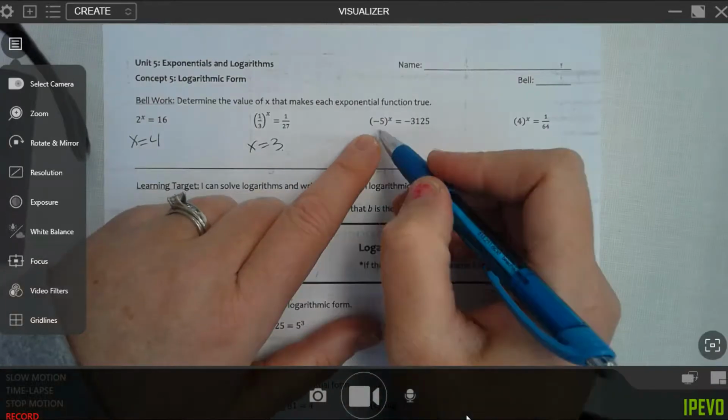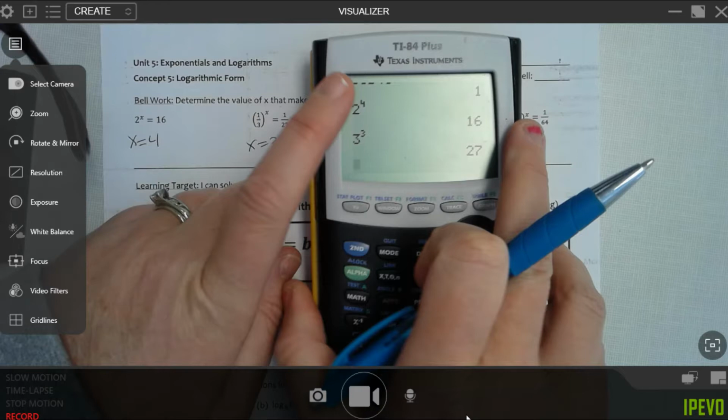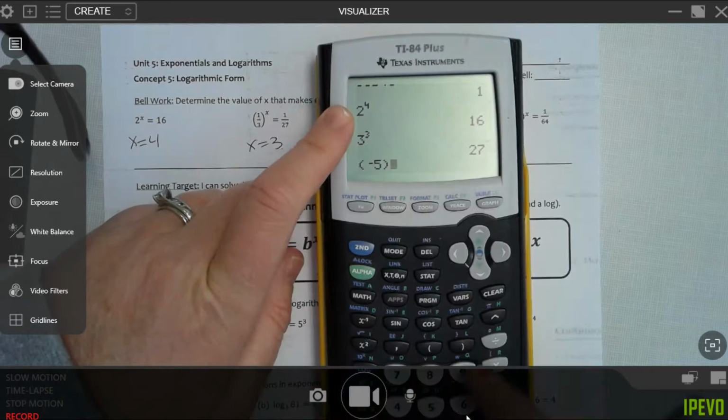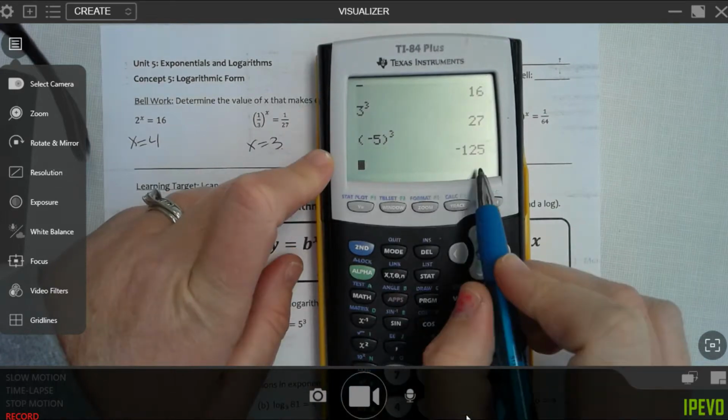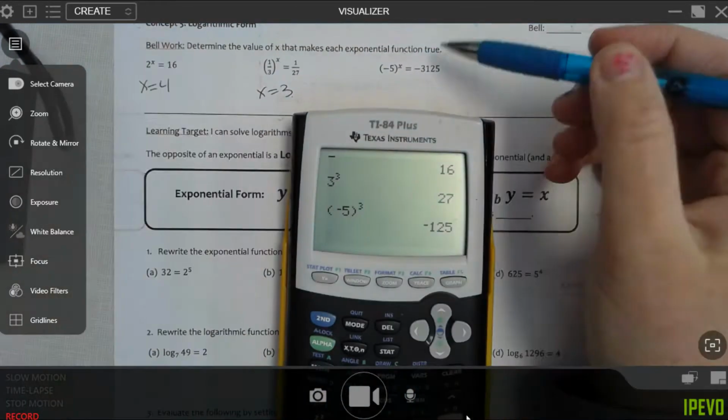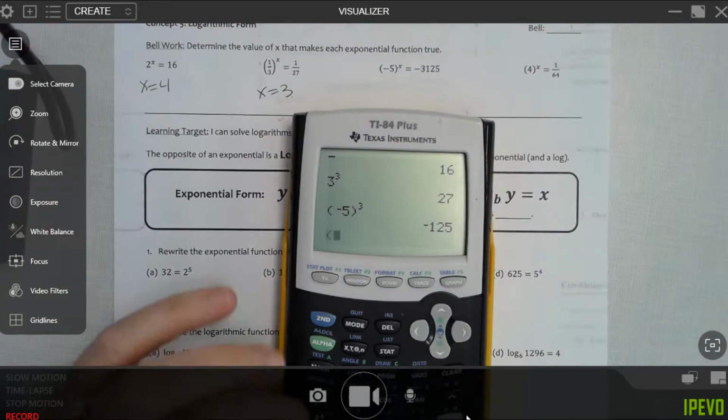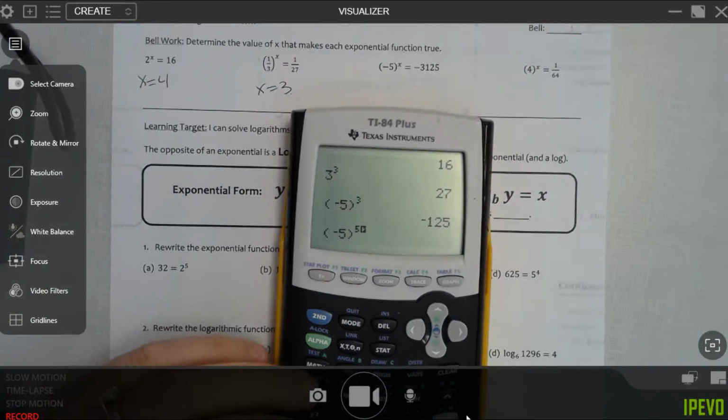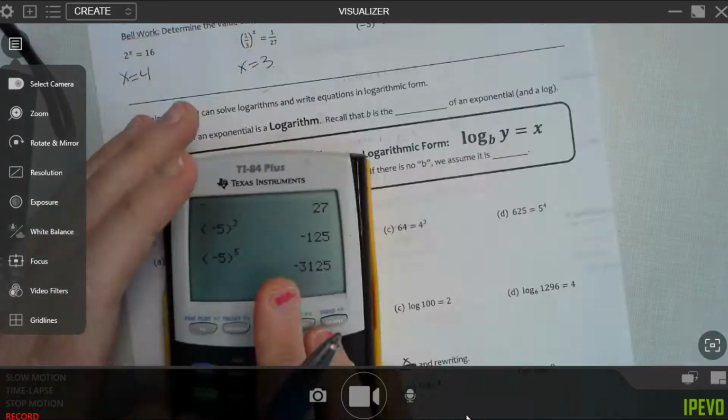This right here, -5 to what power gives that to me? So if you didn't know, you can do -5. Let's see if it's a power of 3. Nope, that wasn't a big enough number. I know it has to be odd because it stays negative. So let's try it to a power of 5. Yep, that's the answer. So x equals 5 right here.